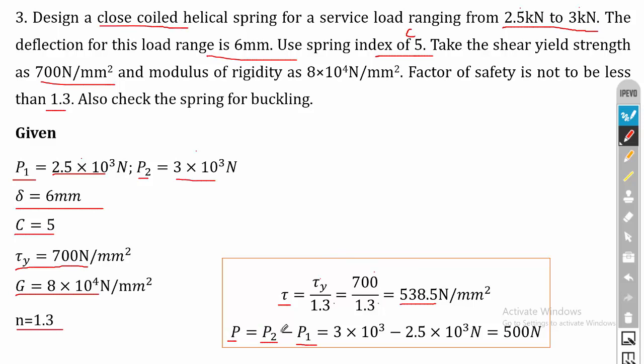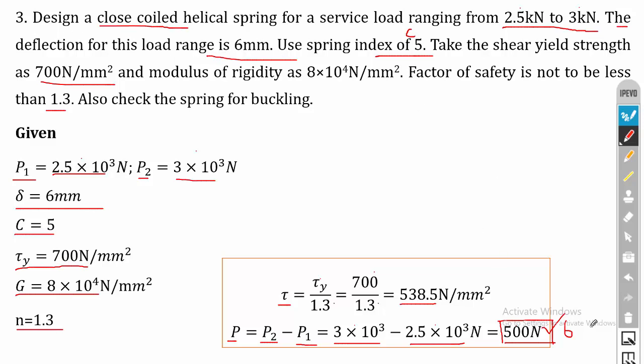P is equal to P2 minus P1, that is 3 into 10 power 3 minus 2.5 into 10 power 3, which is equal to 500 Newton. This 500 Newton is the load range, and for this 500 Newton, the deflection is 6 mm. You have to be very careful about it. The difference between the maximum and minimum load is 500, and in the problem it is clearly stated that the deflection for this load range is 6 mm.